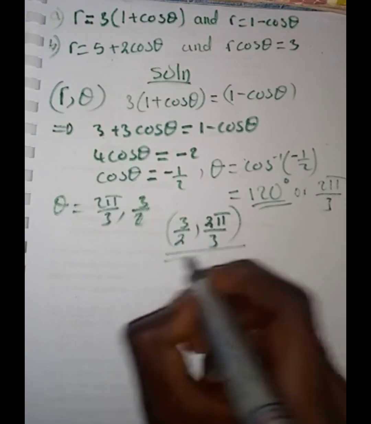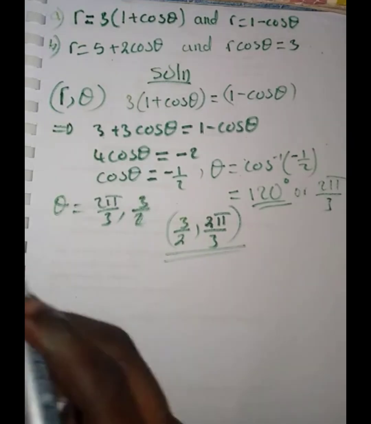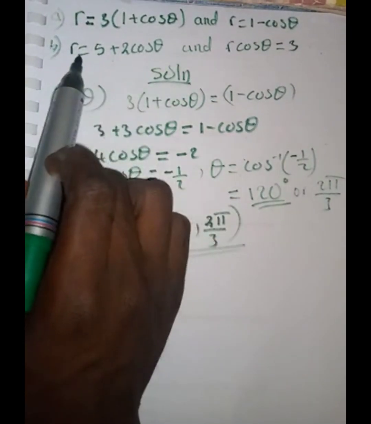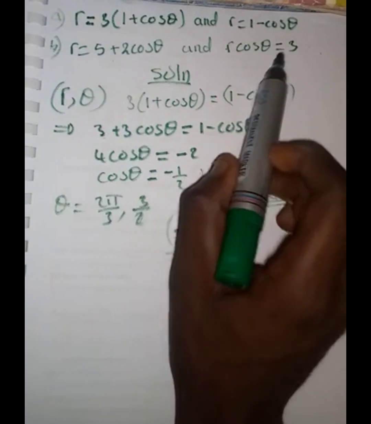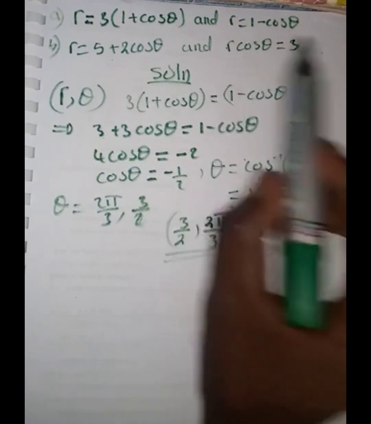So this is the polar coordinates of the first point, which is 3 over 2, comma, 2 pi over 3. Great. So let's solve the second. In the same thing we did for the first, we'll do that for the second. So we'll simply equate the r of this to the r of this. But keep in mind, r here is not a function of theta. So we have to divide all through by cos theta here.